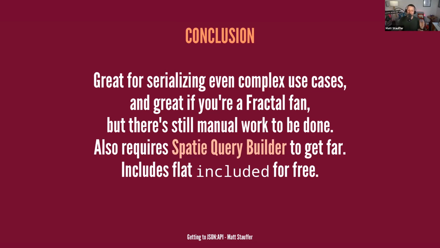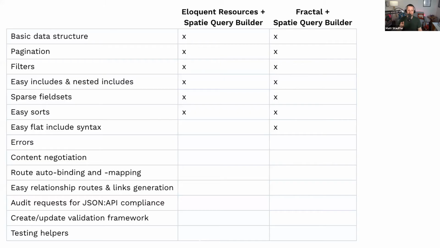There's still a lot of work to be done. You can see from the checklist I'll show you in a second the things it doesn't do. But one thing it does that Eloquent Resources doesn't is that you get that flat included concept for free. The JSON API serializer that comes out of the box with Fractal does that whole flat included thing for you. So that's one reason where if you take a look at this, it's got all the same checks, but it's also got that easy flat include syntax. And so if you combine Laravel Fractal from Spatie and then the Spatie Query Builder, you get all those things a little bit more easily than Eloquent Resources. And then boom, you get easy flat include syntax for free. So much further down the road, but we're still missing all those other pieces. That JSON API serializer is just a serializer.